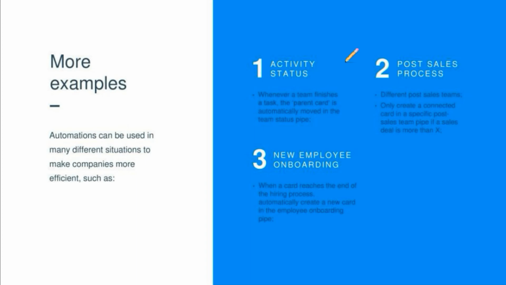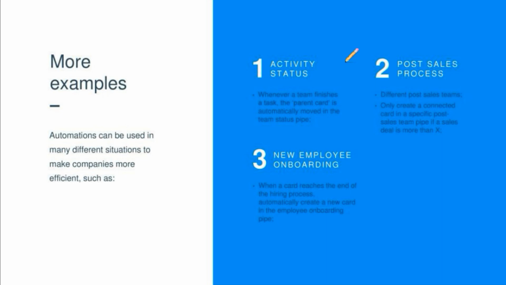We have a few other examples in which automations can be used to make companies more efficient, such as activity status. So whenever a team finishes a task, moving the task to done, the parent card is automatically moved in the team status pipe. This one is very useful for bigger teams that are divided into squads. So you have the general team management pipe and smaller squad pipe, and then you set up automations to move the card in the team pipe at the same time as it's being moved in the squad pipe.